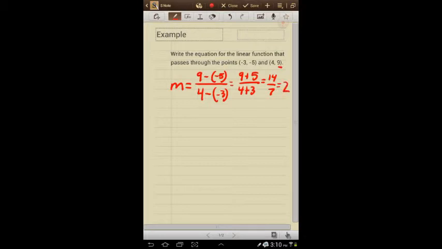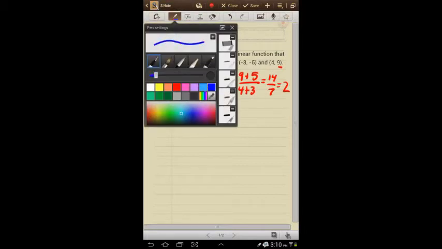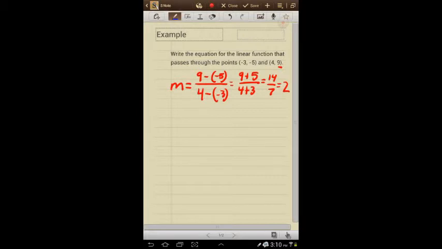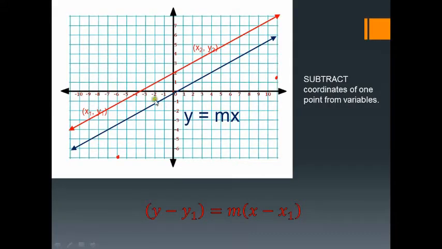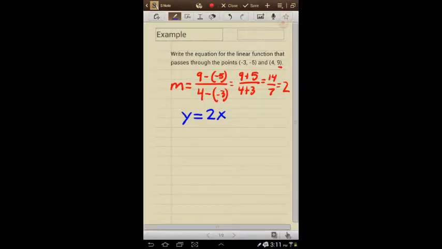So our slope is 2, which means right now we have y equals 2x. Now at this point, this is equivalent to, back on the PowerPoint presentation, the blue line that was going through 0, 0. So we know the rate of change, we have a parallel line, now we just need to move it so it goes through the first point.